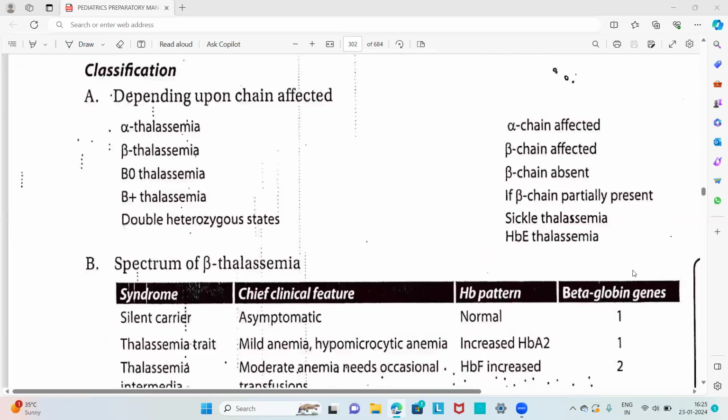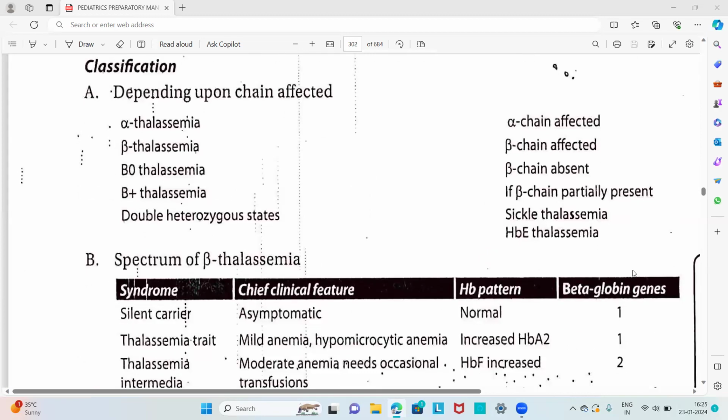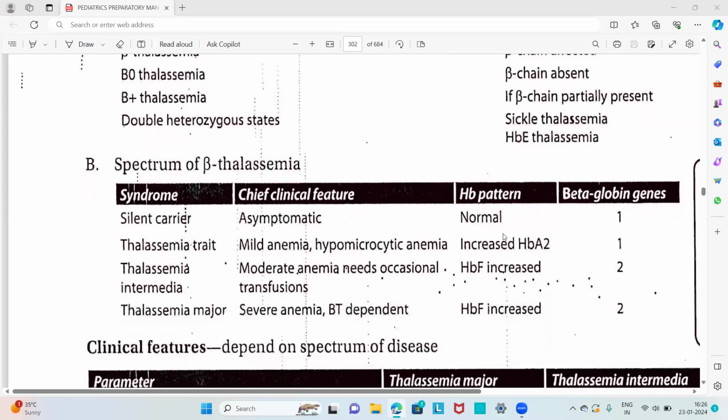Then about the classification of thalassemia. Depending upon the chain affected, if the alpha chain is affected, it is called alpha thalassemia. If the beta chain is affected, it is called beta thalassemia. If the beta chain is completely absent, it is called beta zero thalassemia, and if the beta chain is partially absent, it is called beta plus thalassemia. Then there are double heterozygous states, as in sickle thalassemia and HbE thalassemia.